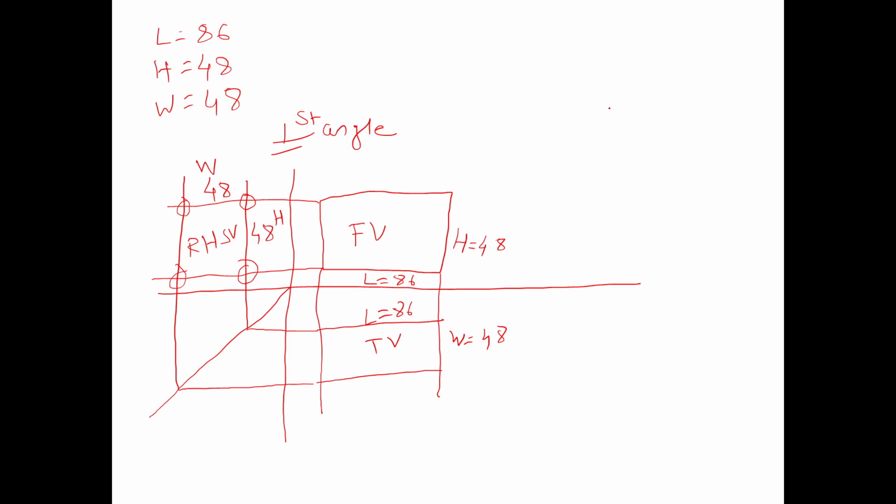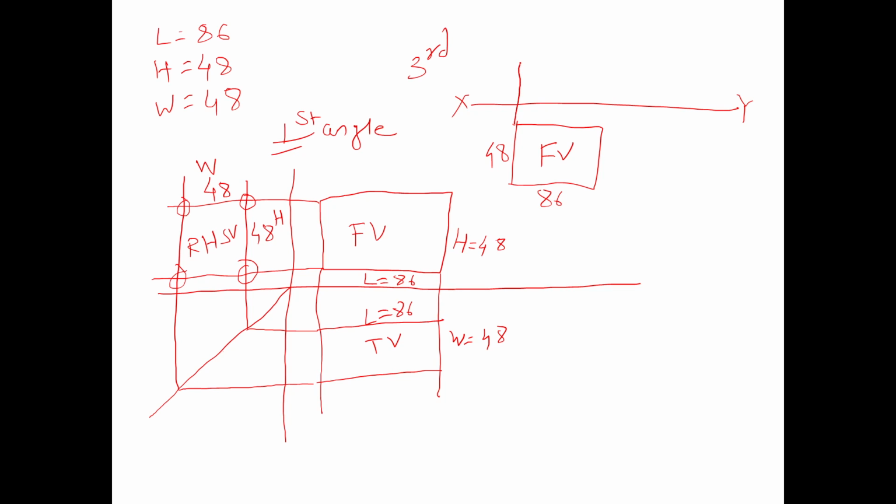What happens in third angle? We'll draw the same thing for the third angle. Draw the xy line. The front view is below the xy line. So draw the front view. This is the rectangle for the front view in the third angle method of projection. Again the same size, length into height, 86 by 48.